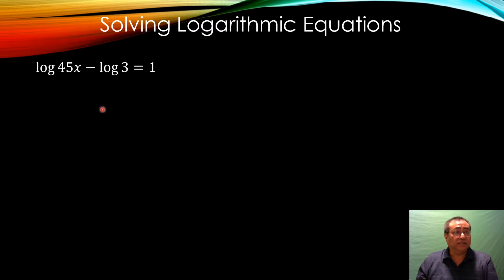In our next example, we have the difference of two logs. Whenever you have more than one logarithmic expression, right? So we've got a log of 45x, and we have a log of 3. That's two logarithmic expressions. We want to combine them, or collapse them, into one logarithmic expression.